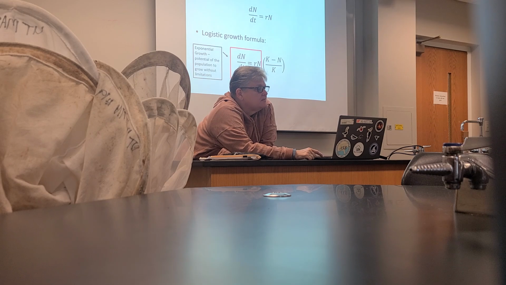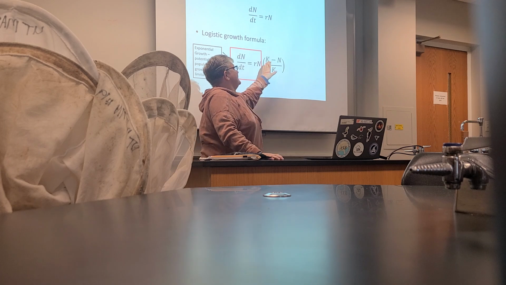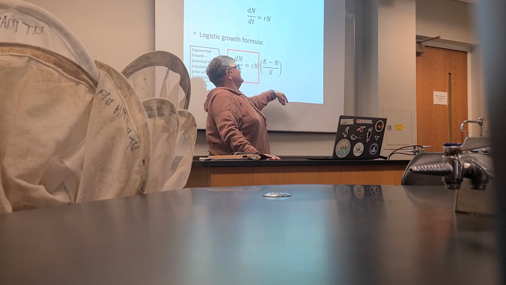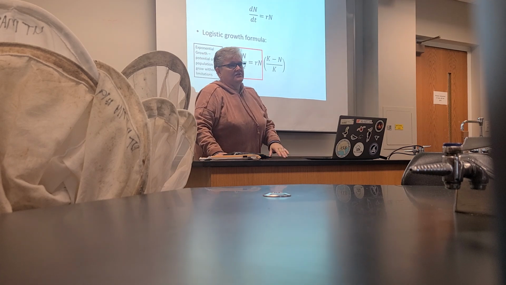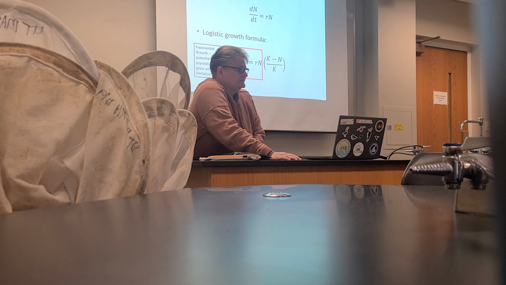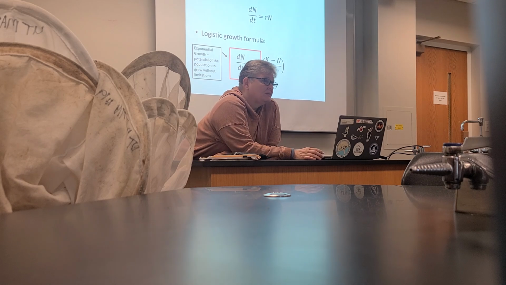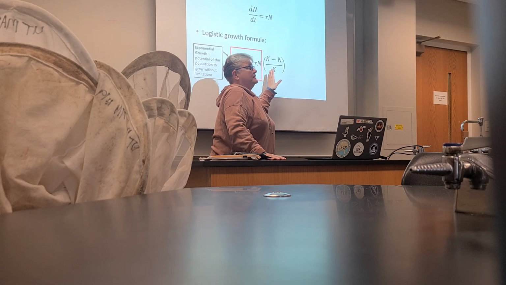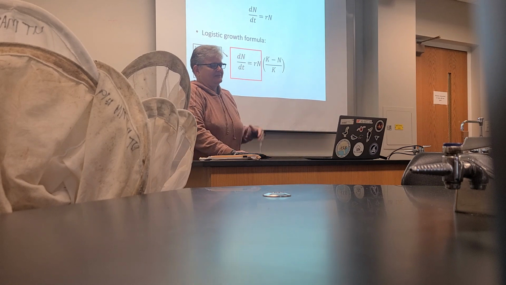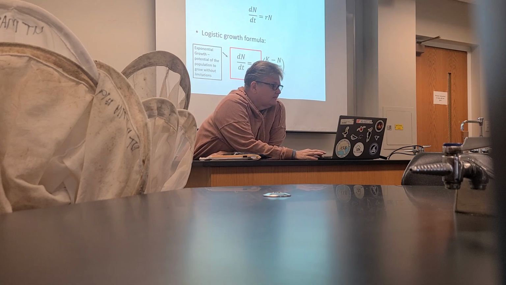And so first off, the first part, dN/dt equals rN, that is our exponential growth. That is the potential for the population to grow unchecked, essentially. And so if this part of the formula over here becomes 0, then we're going to grow exponentially. Well, no, not if it becomes 0, because 0 would cancel it out. If we remove it, just remove that part of the formula, then we grow exponentially. All right.